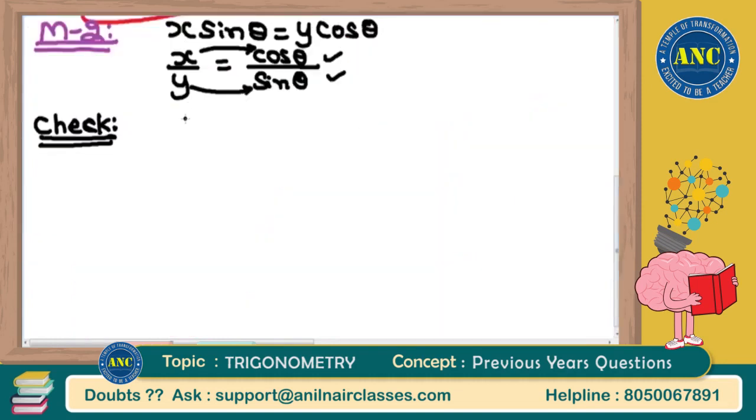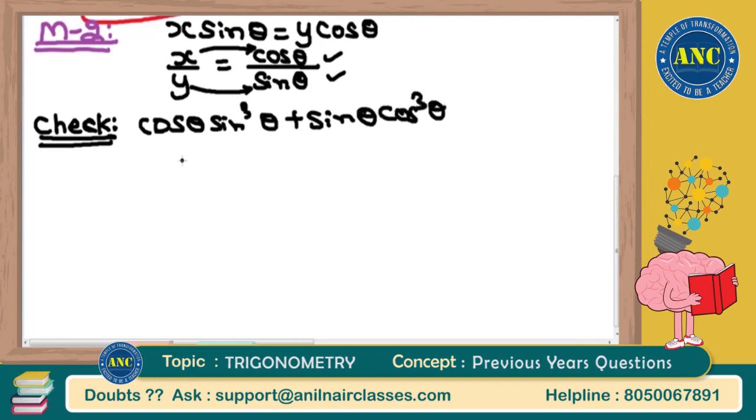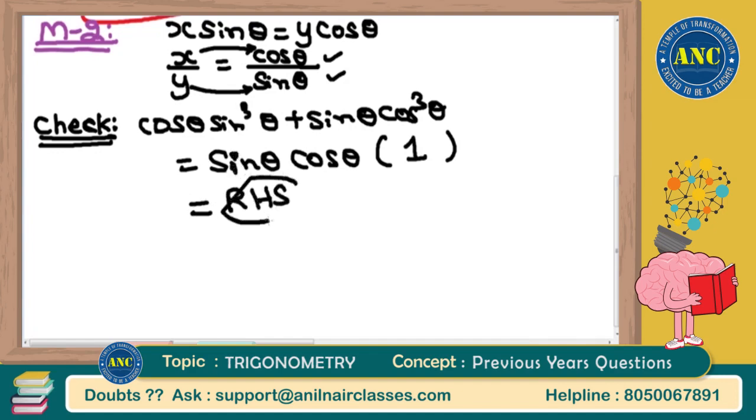The first equation is x sin cube theta plus y cos cube theta, where x is cos theta, giving cos theta into sin cube theta, plus y is sin theta, giving sin theta into cos cube theta. If I take sin theta cos theta common in both of these terms, you will be left with sin square theta plus cos square theta, which is equal to 1, and the final value is sin theta cos theta, which is nothing but the right hand side of my first equation. Because these values satisfy the first equation, these are the values for x and y.